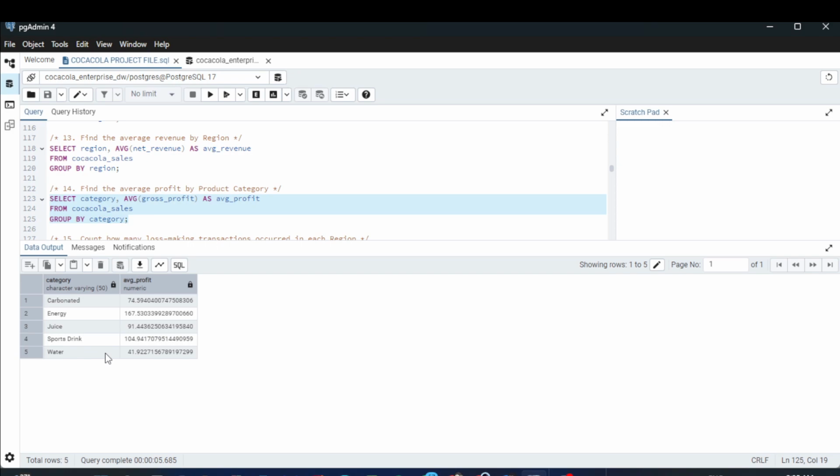So select categories, then sum as total revenue, then rank it over order by sum net revenue descending as revenue ranking, from Coca-Cola sales, group by category. So that's how to get your ranking. Now identify the product with the highest total profit. For us to get the highest total profit, select this and run this to get that.